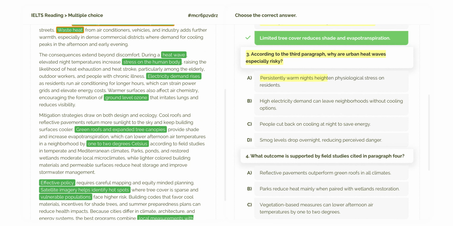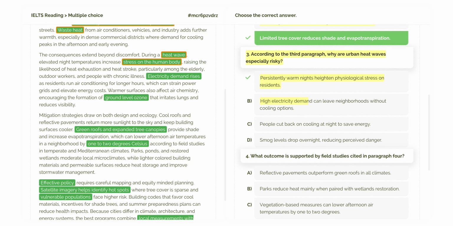Persistently warm nights heighten physiological stress on residents. Let's examine the third paragraph. It states, during a heat wave, elevated night temperatures increase stress on the human body. This aligns perfectly with the option. Persistently warm nights is a good paraphrase for elevated night temperatures. And heightened physiological stress is a direct match for increased stress on the human body. This option is correct.